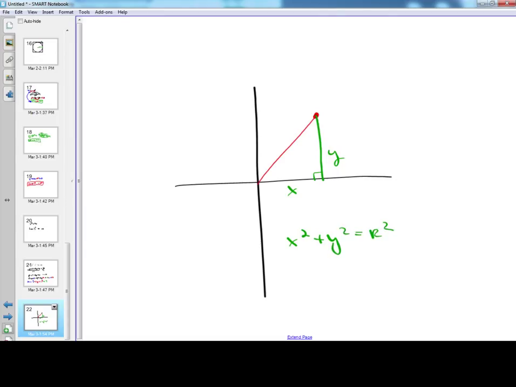Now, would this change if my point was over here somewhere instead of where it is now? It would still be x squared plus y squared, right? Well, what about any point that is on a circle? Would it change then? So this is actually the formula for a circle. And that's why when we wanted to find the radius in the other question, it's simply the square root of that number, because to get that number, you have to take the radius and square it.